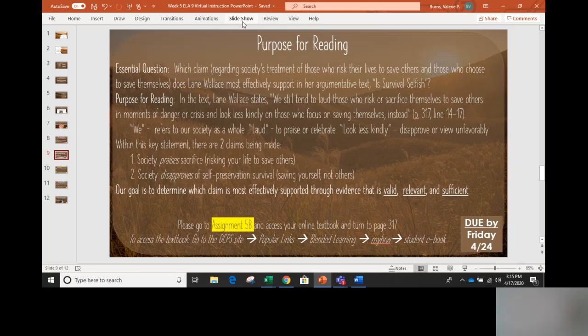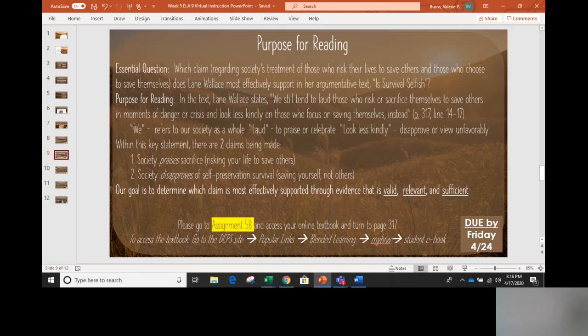Is survival selfish? So in the text, Lane Wallace states, "We still tend to laud those who risk or sacrifice themselves to save others in moments of danger or crisis and look less kindly on those who focus on saving themselves instead."